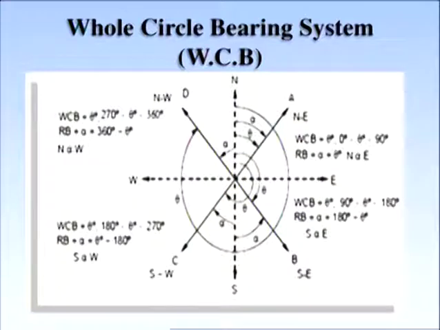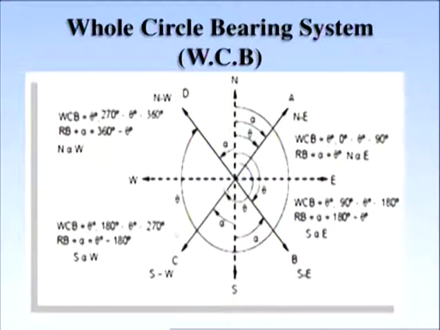This is north, south, east and west. In the whole circle bearing, we are taking the reading with reference to north only. The angle may be any value. Suppose the line is A. Then we measure the angle from north to this line. This alpha indicates the whole circle bearing. Suppose our line is B, then we take the reading from here to here. This angle is called the whole circle bearing.